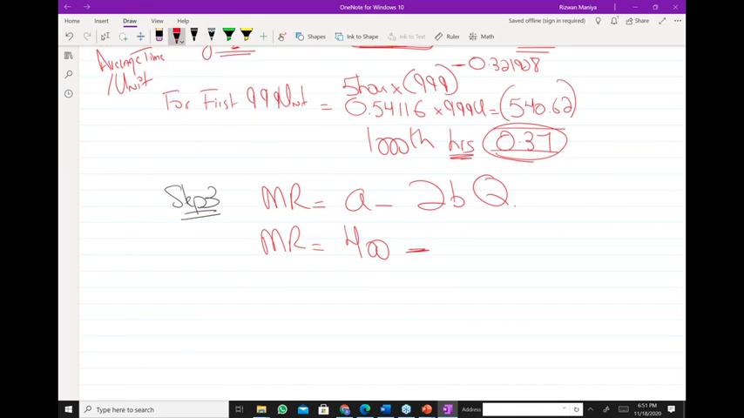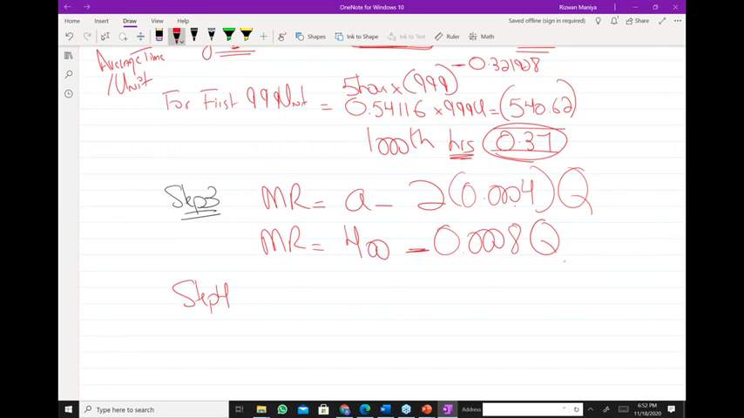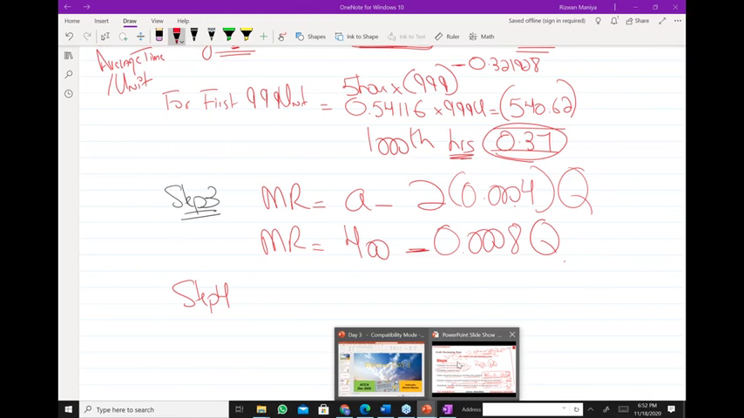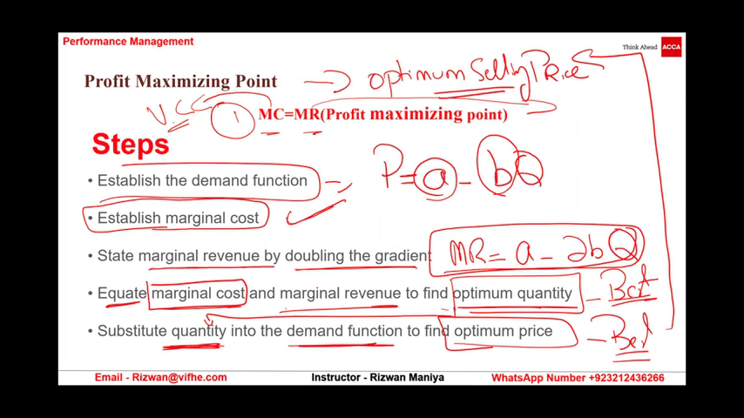0.0004, and this will be simply 0.0008 Q. So I hope this is clear, as this was 0.0004, and this is step number 3 done. Now step number 4, what does it say? It says equate MC with MR to find out optimum quantity. MC equal to MR. Okay, let's equate it.